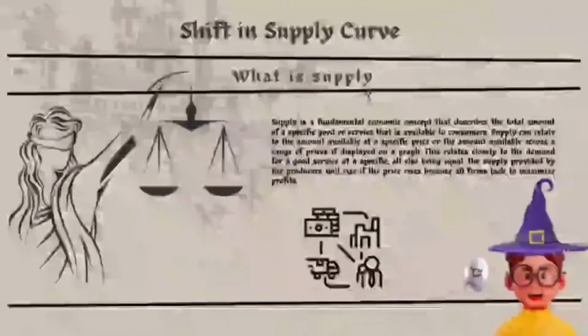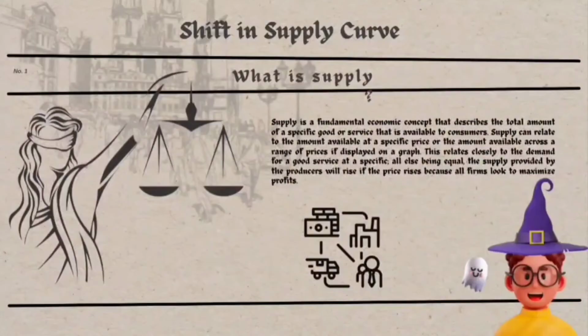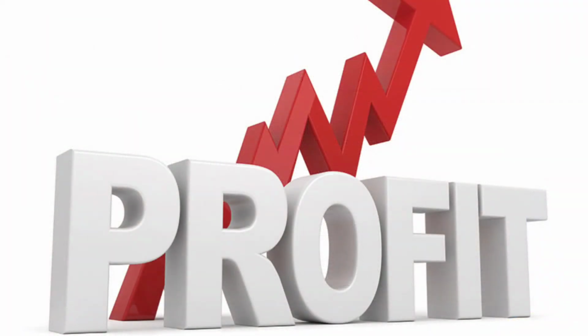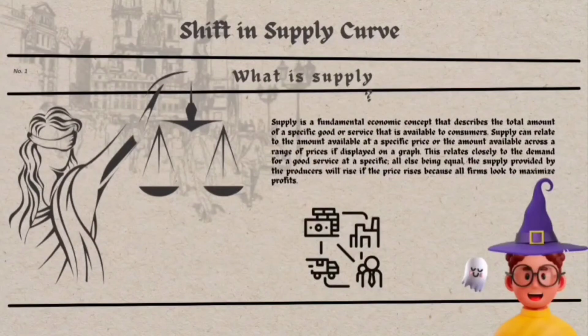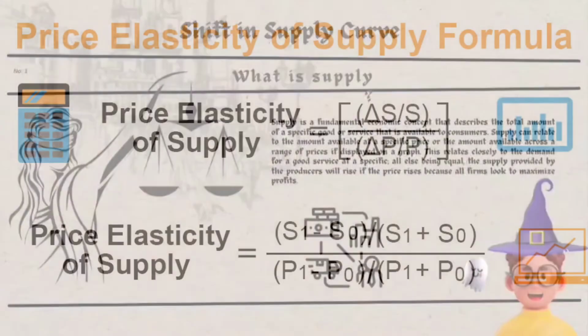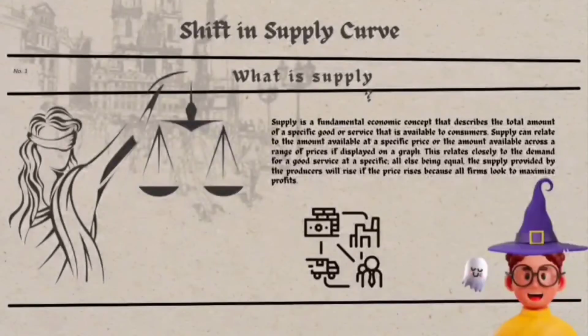All else being equal, the supply provided by the producers will rise if the price rises because all firms look to maximize profits. The concept of supply in economics is complex, with many mathematical formulas, practical applications, and contributing factors. While supply can refer to anything in demand that is sold in a competitive marketplace, supply is most used to refer to goods, services, or labor.